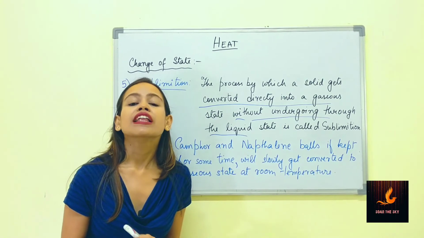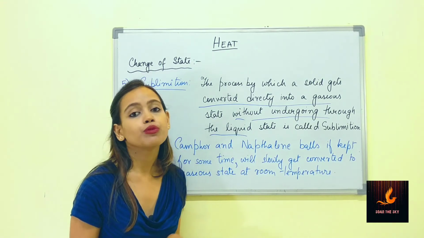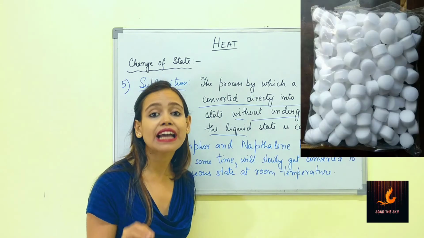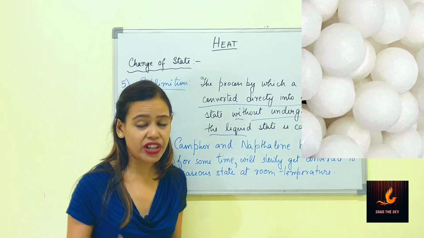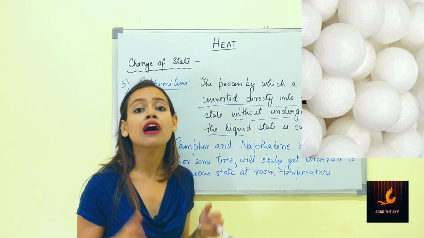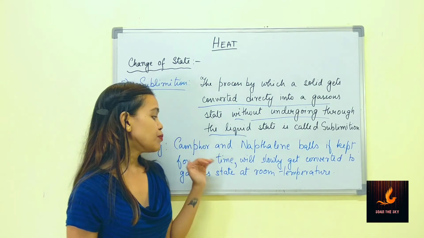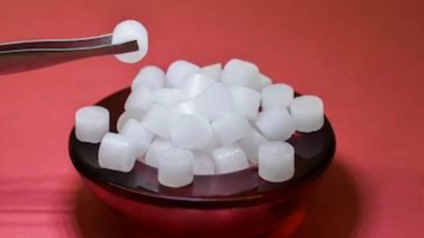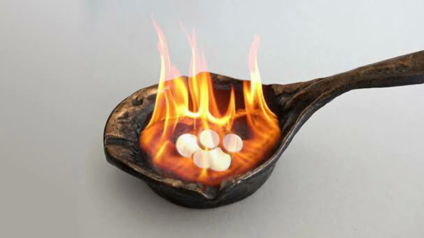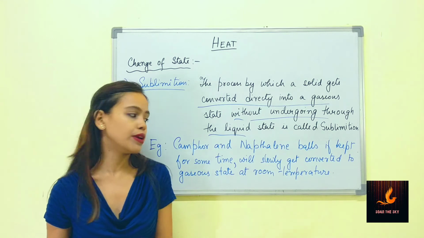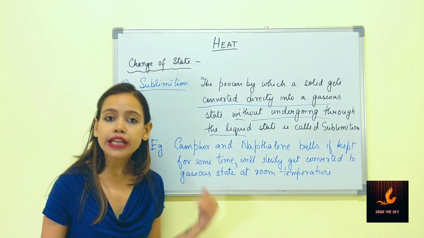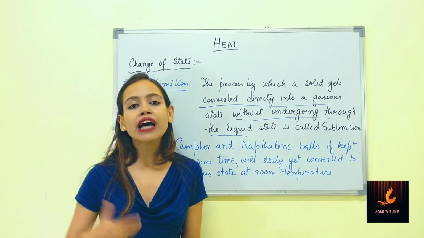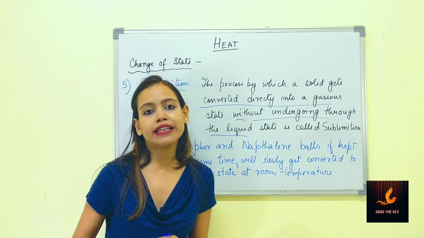The very easy and basic examples would be naphthalene balls, which we keep inside our wardrobes to keep our clothes fresh, especially during the damp days of the monsoon. So naphthalene balls and also camphor, kapoor we call in Hindi. You have also, I think, seen kapoor being burnt during the offerings, during the prayers, during the pujas. Kapoor also, like naphthalene balls, if kept for some time at room temperature, will slowly get converted into a gaseous state directly. They won't have the intermediate liquid state while getting converted.